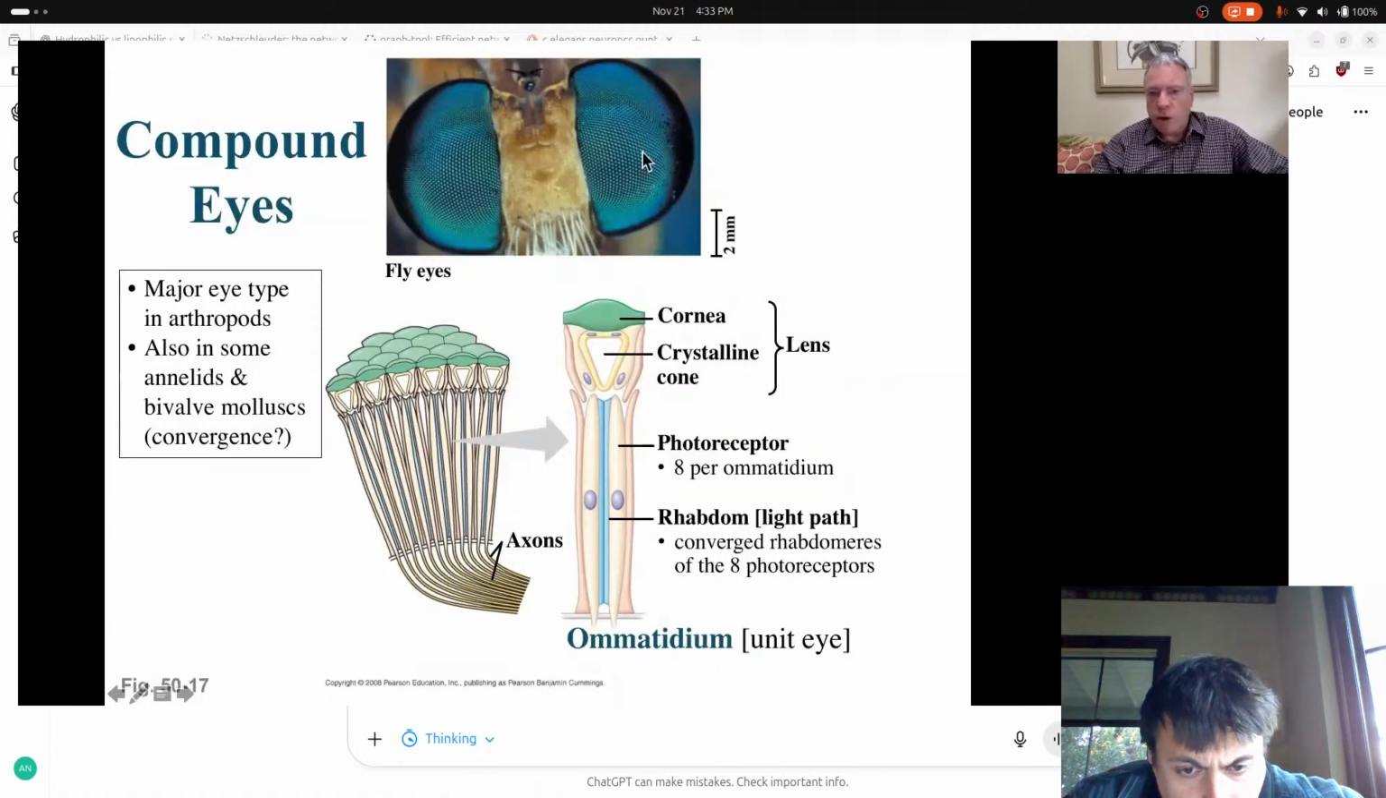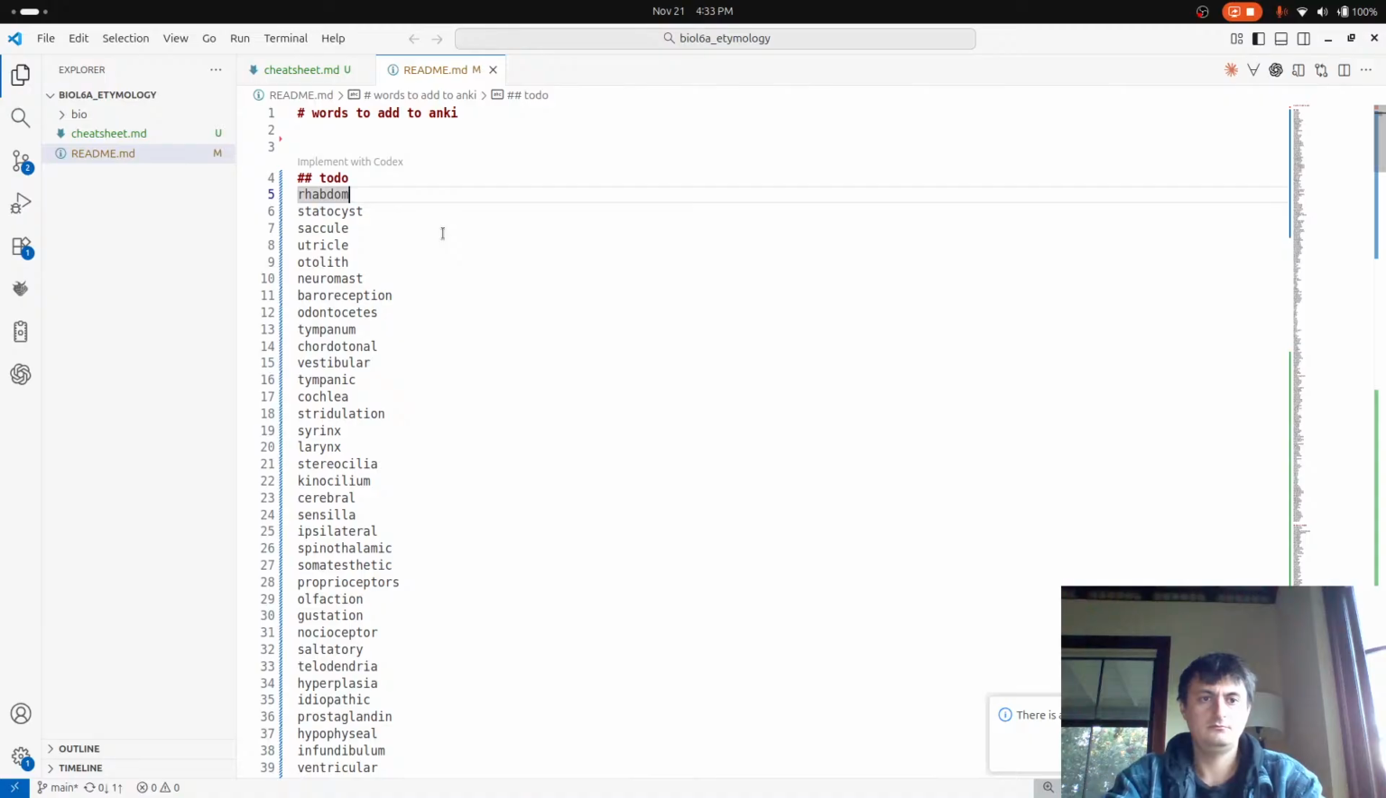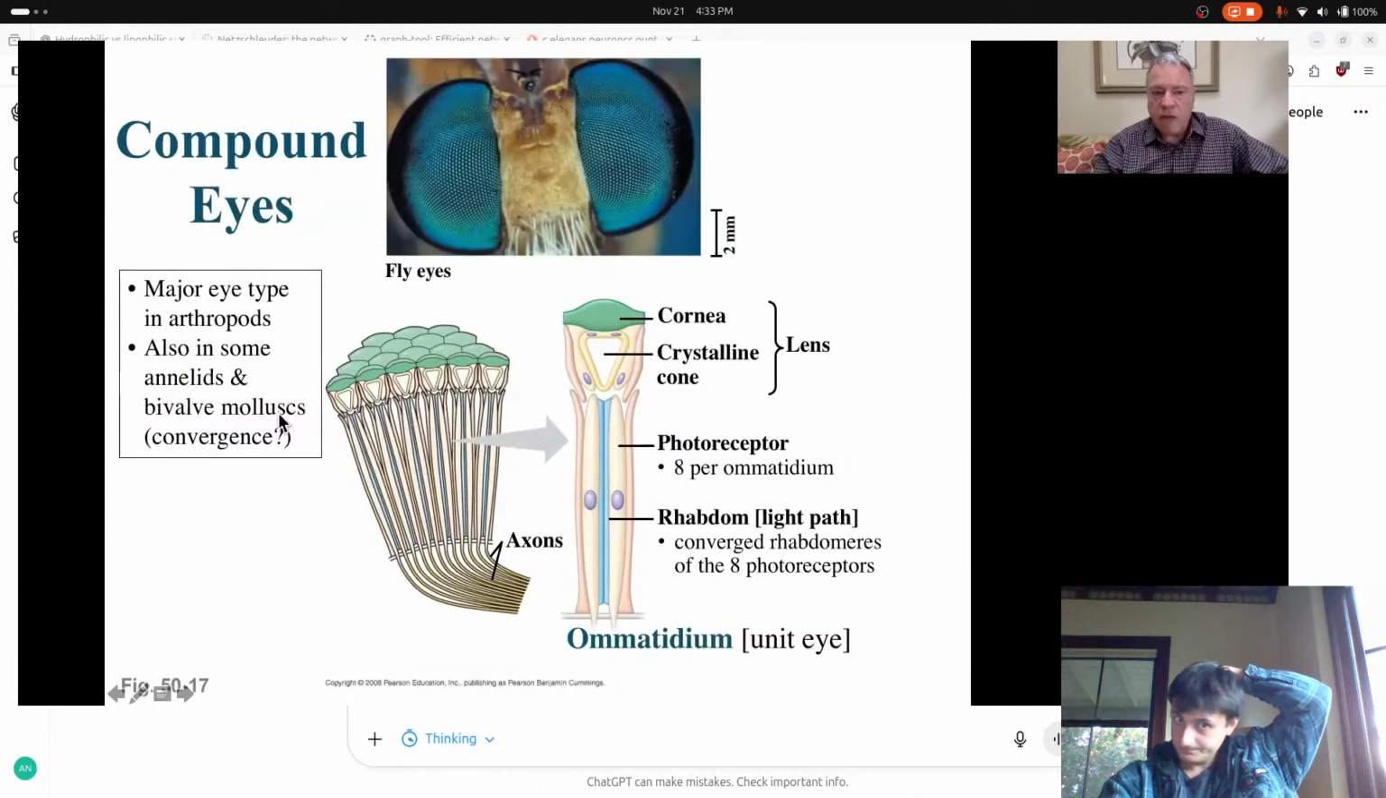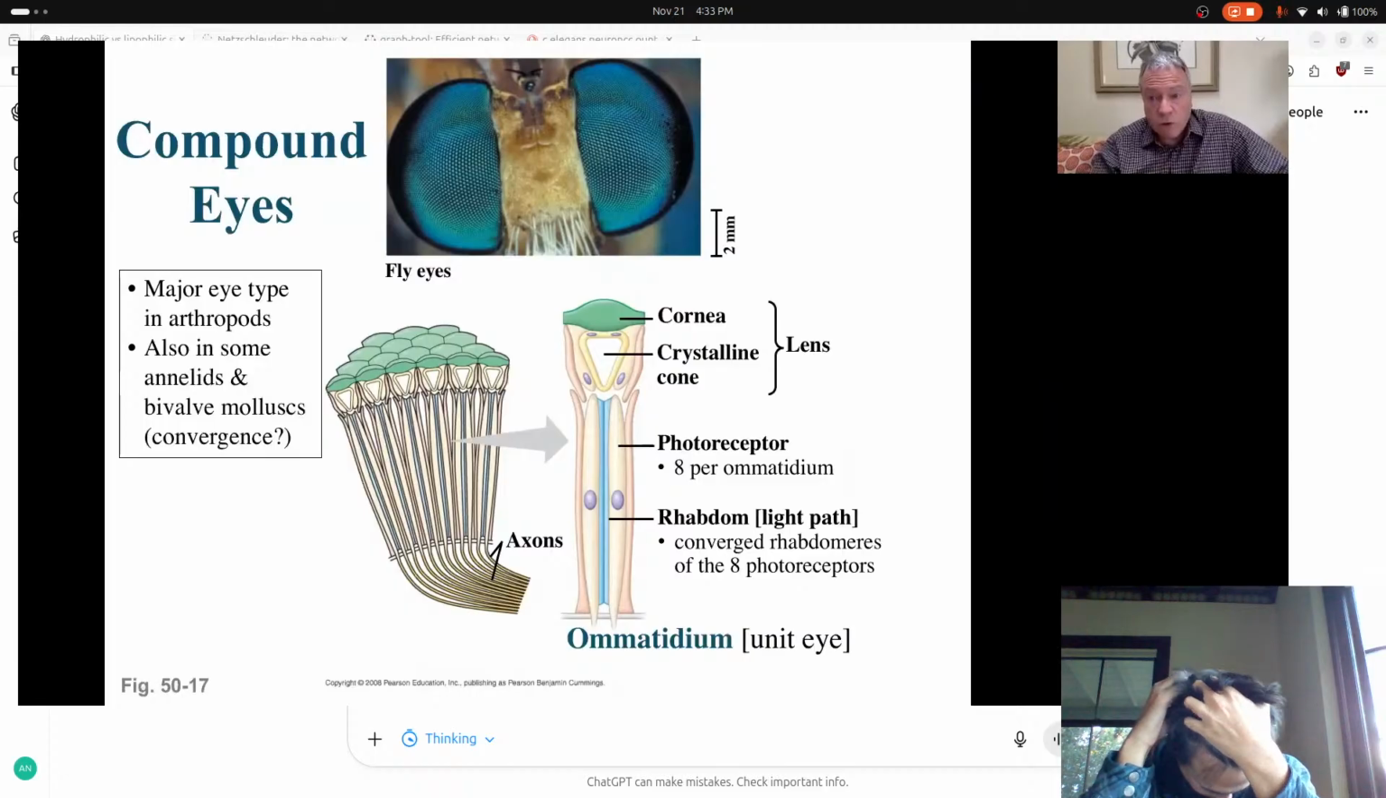So again, you see these in arthropods, both terrestrial and aquatic, as well as in some annelids and some bivalve mollusks. So again, anatomically deriving from different structures. So how do you get the exact same structure in unrelated organisms? It happens to show up more than once. It's convergence.